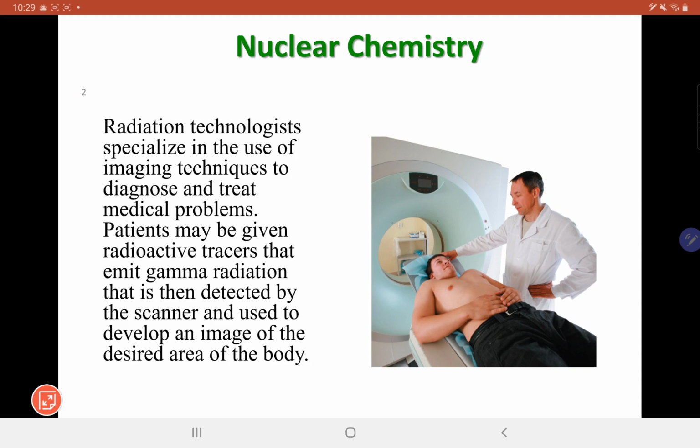Nuclear chemistry is specially applicable in health science, which is very important to most of your careers in the future. Usually nuclear chemistry aspects are highly utilized in imaging techniques, which are used to diagnose and treat medical problems. Patients are usually given a radioactive tracer that emits radiations, most probably gamma radiations, that can be detected by a radiation scanner, which will then develop the radiation image into an analytical tool to analyze a desired area of the body. That is how nuclear chemistry is usually used in health science, but of course there are many different variations of applications and uses for radiation chemistry or nuclear chemistry.